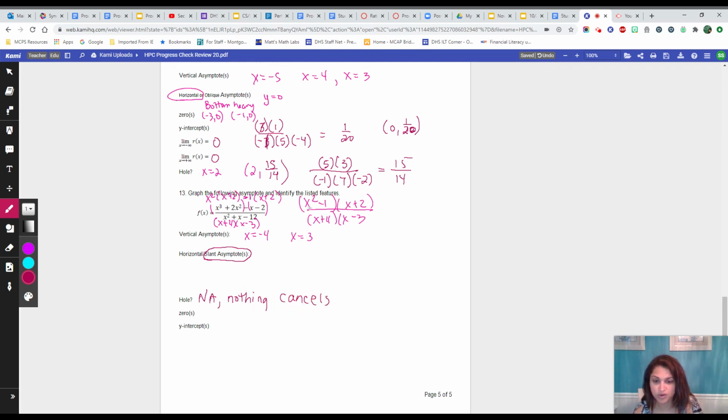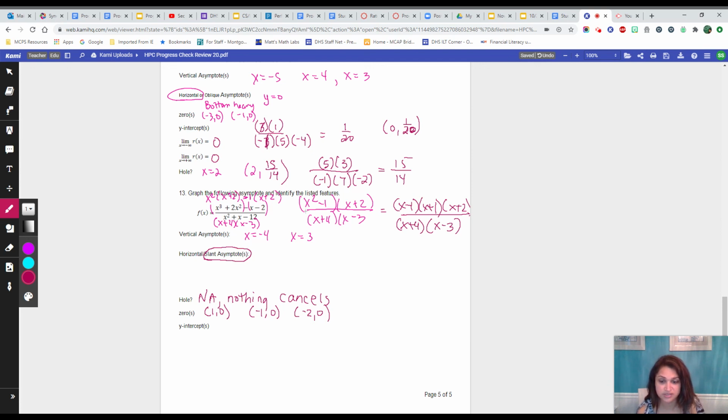My zeros are where my x values are equal to 0. So if I factor this further, I can see that's going to be x minus 1 and x plus 1, and x plus 2 in the numerator over x plus 4 and x minus 3 in the denominator. So my zeros are going to be 1, 0, negative 1, 0, and negative 2, 0. Okay, so you're going to have 3 x-intercepts. Remember, zeros are your x-intercepts.